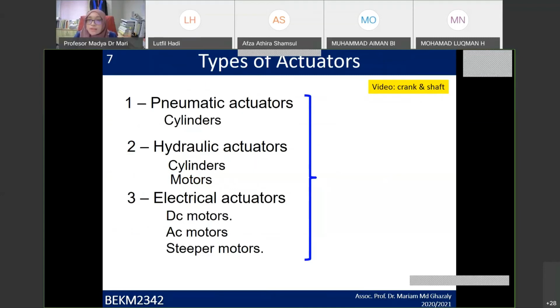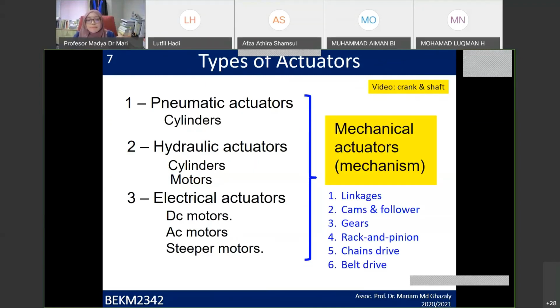We have 3 main actuators, and these 3 main actuators are actually supported by mechanisms, which are the mechanical actuators. And what are mechanisms? So these are examples of mechanisms. What you're going to learn are these 6 main mechanisms. Of course, these will be the general mechanisms.